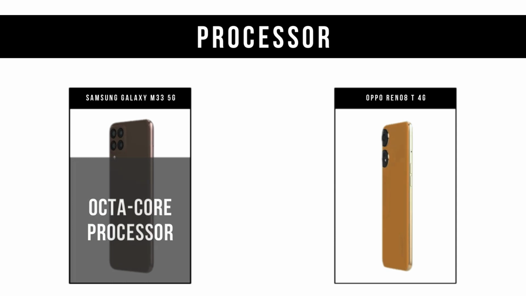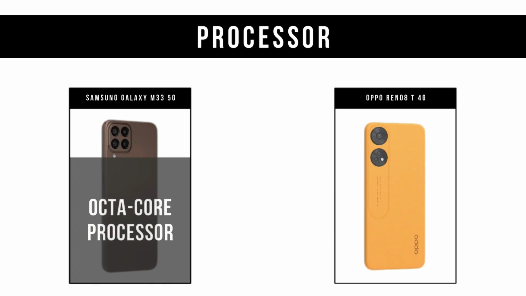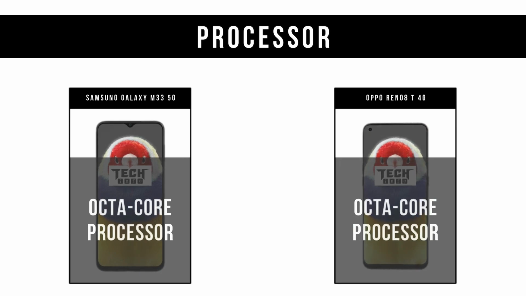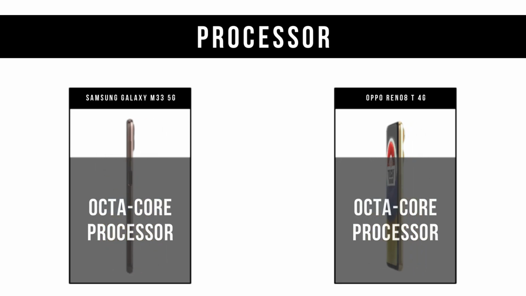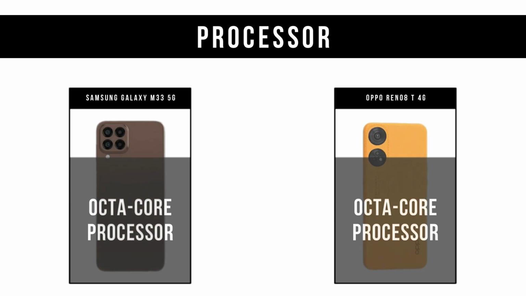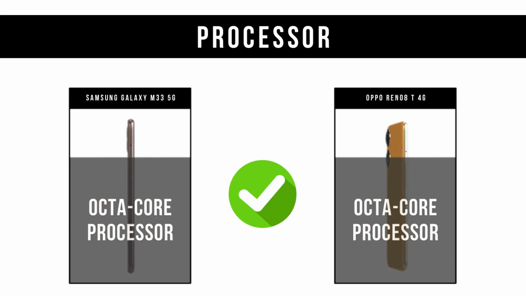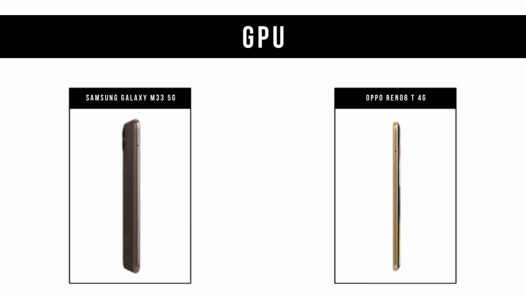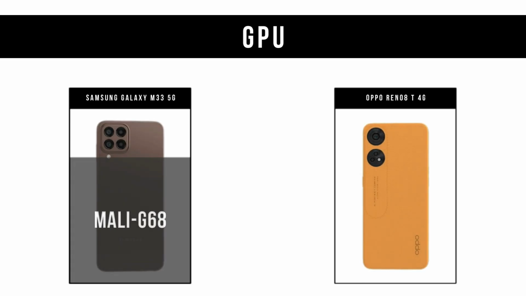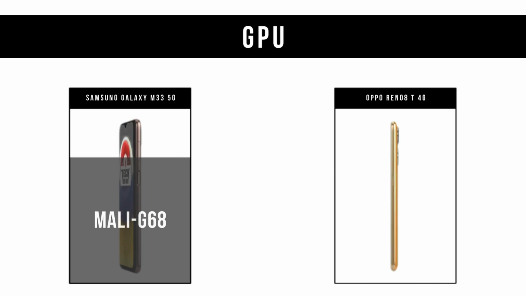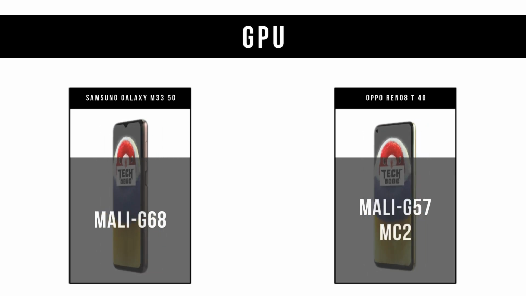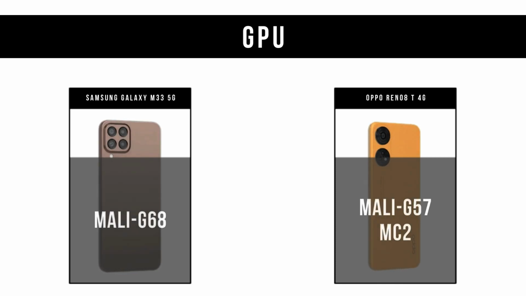Processor. Samsung Galaxy M33 5G is octa-core processor. Oppo Reno8 T4G is octa-core processor. GPU. Samsung Galaxy M33 5G is Mali G68. Oppo Reno8 T4G is Mali G57MC2.